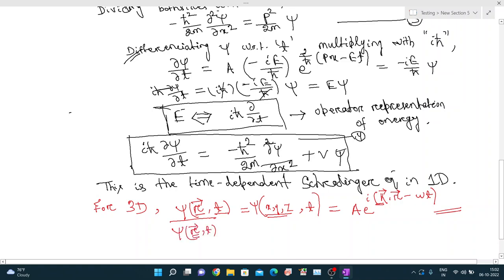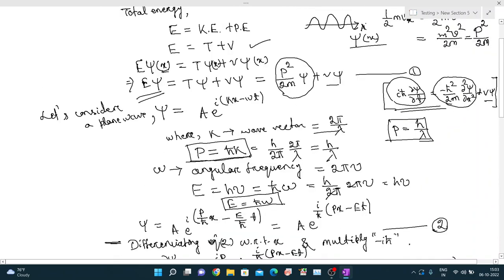R means this is just a function of x, y and z. This is equal to a into e power i by h cross (p·r minus Et), where p·r is px x plus py y plus pz z. So in three dimensions we have three coordinates: px x plus py y plus pz z minus Et.